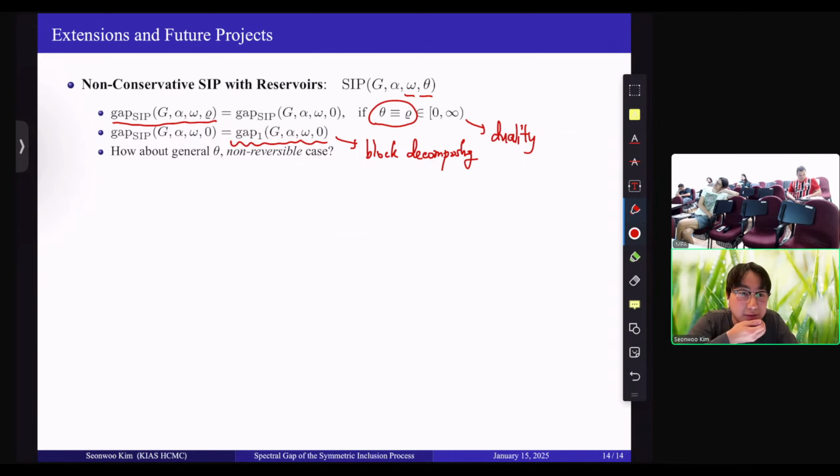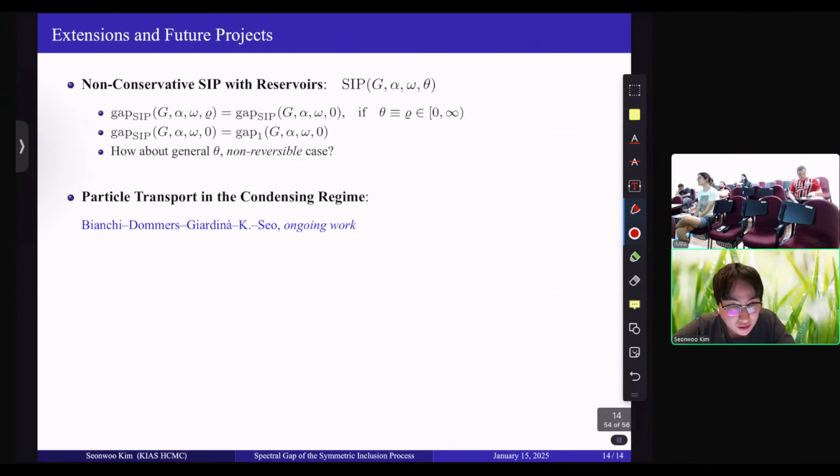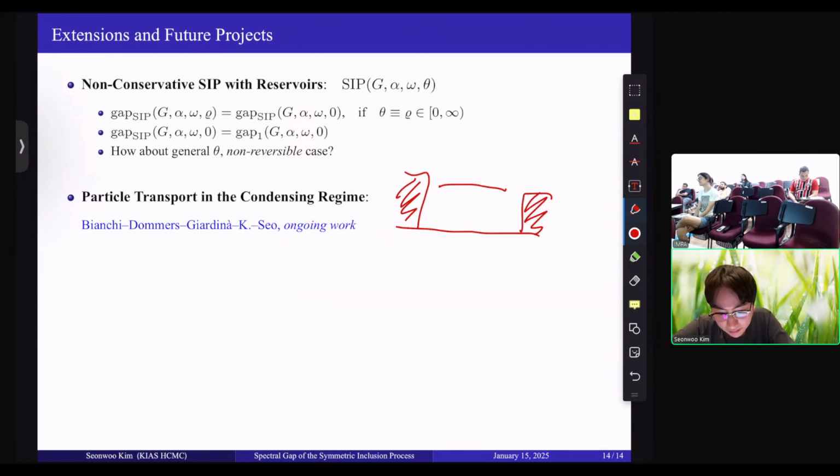And there are some comments about the non-reversible case, where we have non-constant reservoir densities. In this case, we can still find the eigenvalues as in the reversible case, but characterizing all the eigenvalues is quite out of reach at this point. And then we have some ongoing project with some collaborators. This is an open one-dimensional system where we have 2 reservoirs but with different densities, and we're trying to calculate, in the long time limit, the number of particles transported from left to right. So this is currently ongoing.